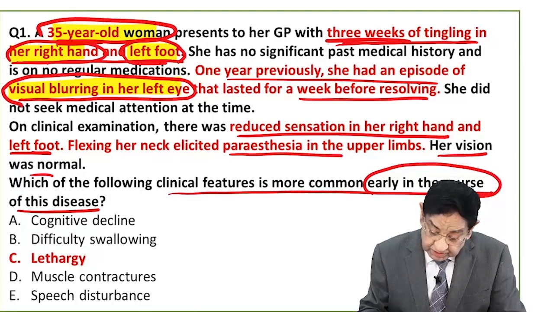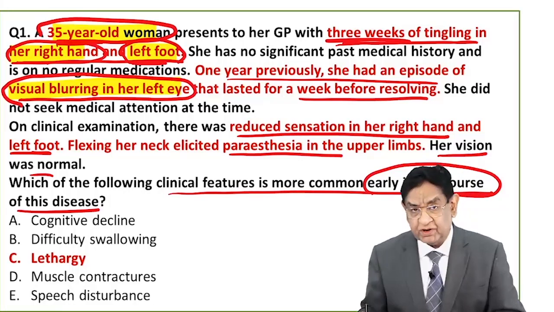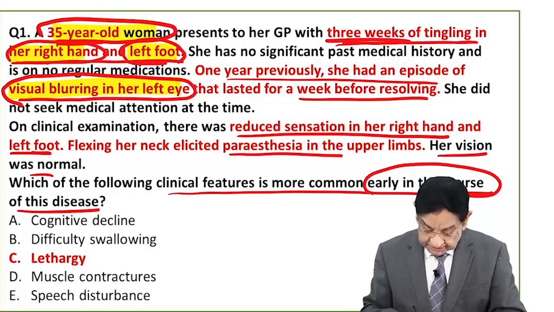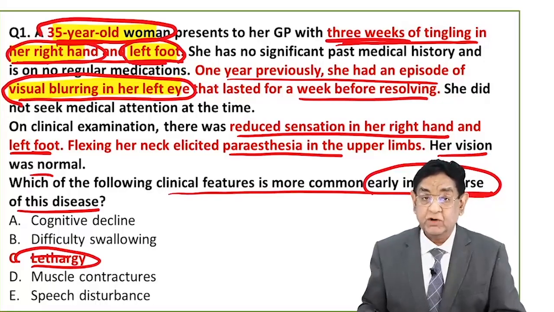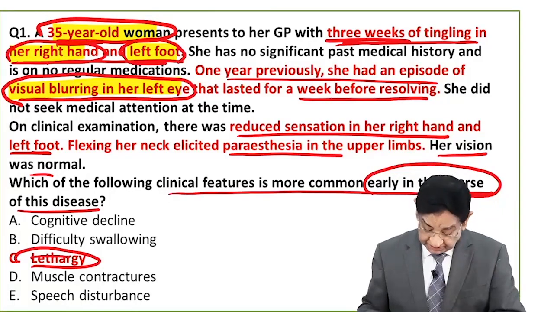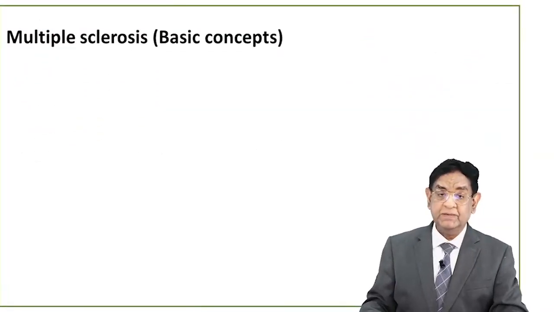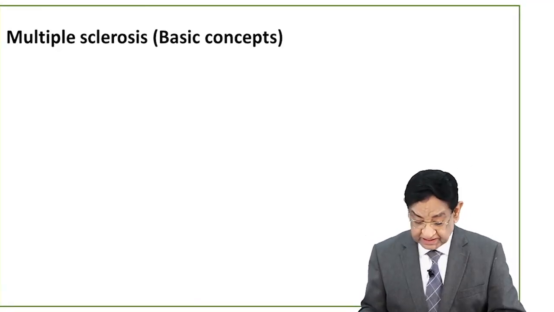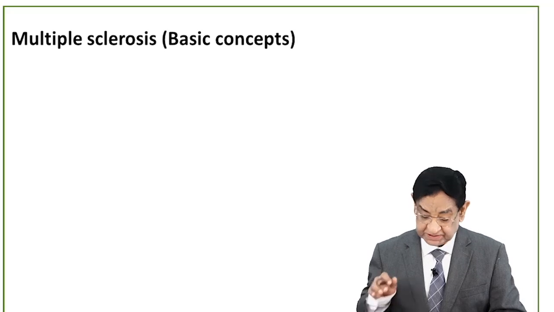So the best answer, and one of the earliest features of multiple sclerosis, is lethargy. Lethargy is one of the most common early features. This is the answer of this question. So before we discuss more about multiple sclerosis, let's learn the basic concept, what the disease is.